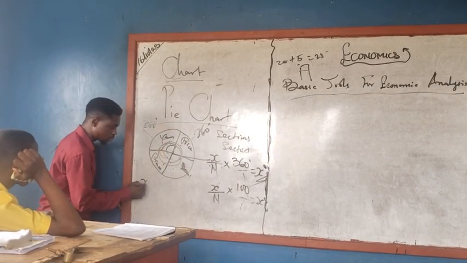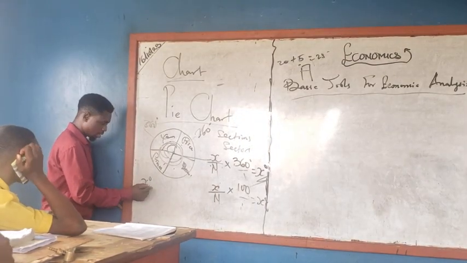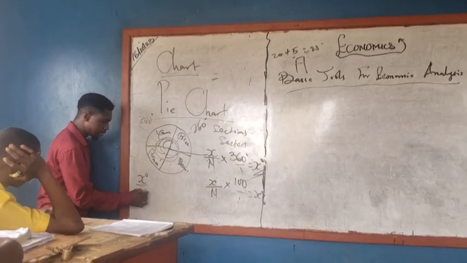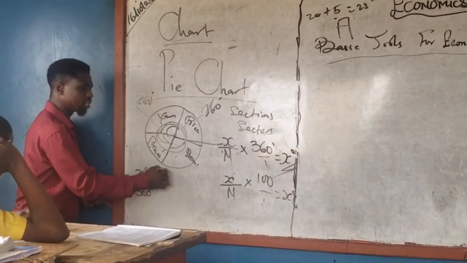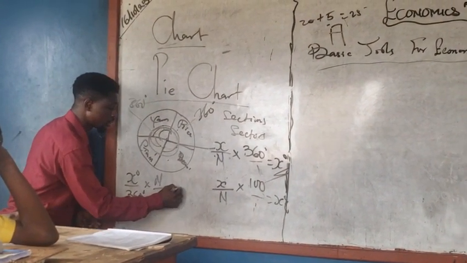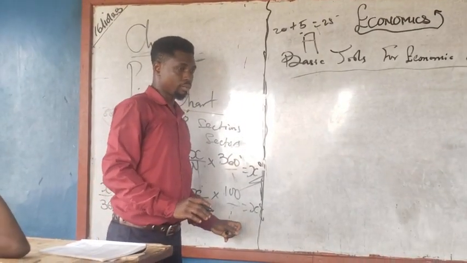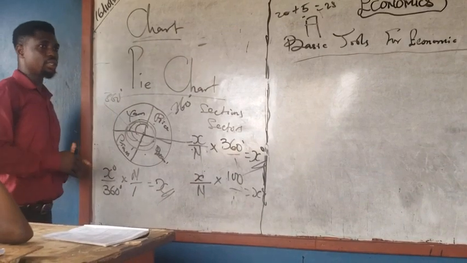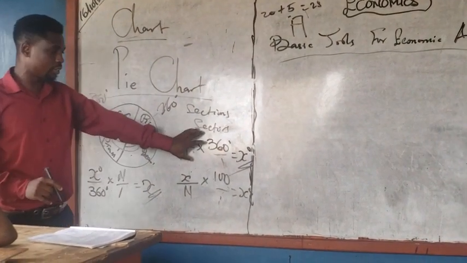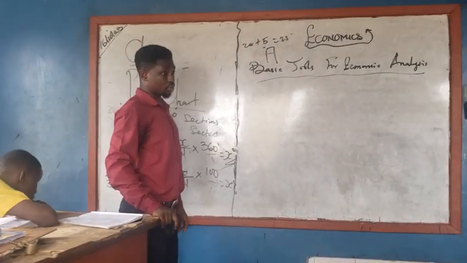This formula you are going to use: each degree, use the degree now. This is degree number over 360 degrees times the total number given to you. So your final answer now will be in what? In number, ordinary number, not degree. So these are the three ways of solving pie chart. Number one is this, then the second one is this one. Do you understand? Yes. Any question on that?